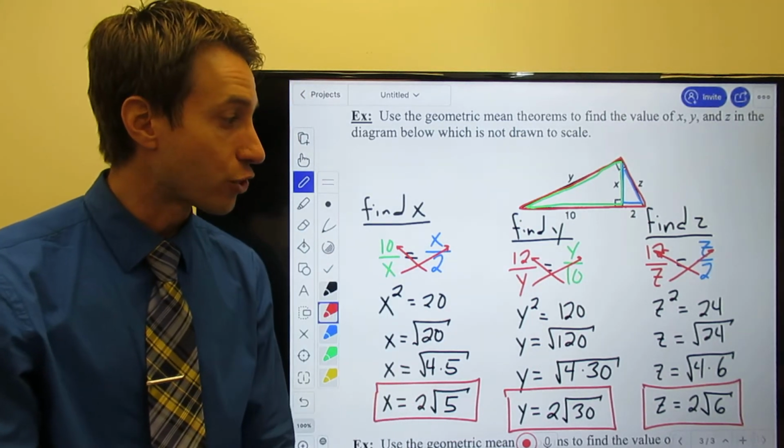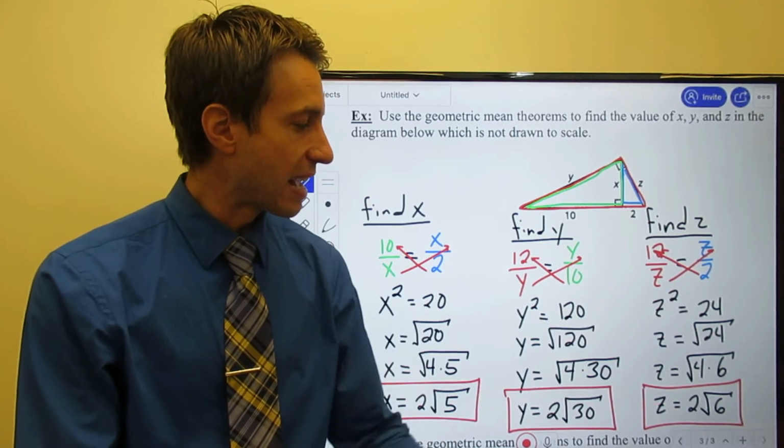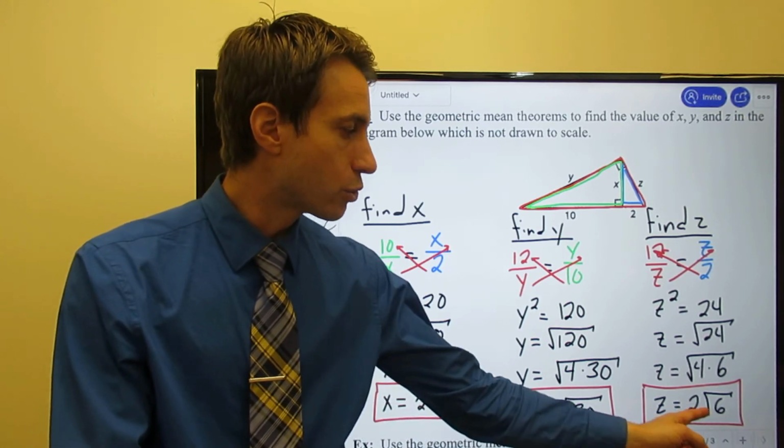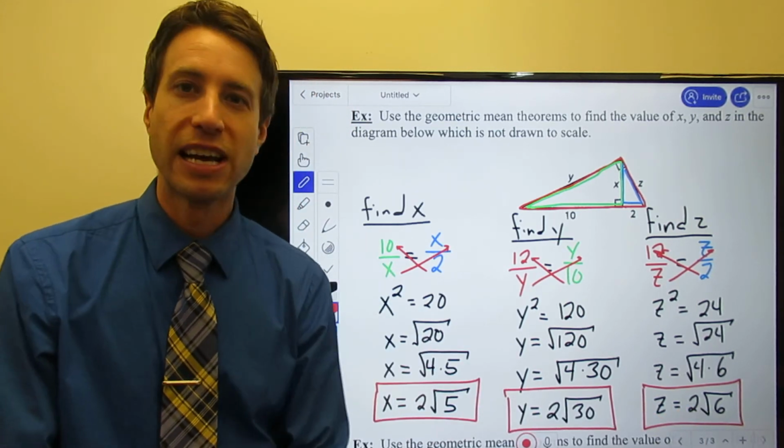Z is the geometric mean of 12 and 2. What is the value of z? 2 square roots of 6. Again, you can plug that into your calculator if you wanted to.